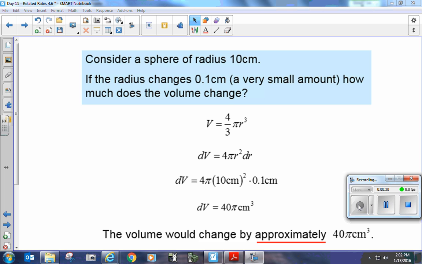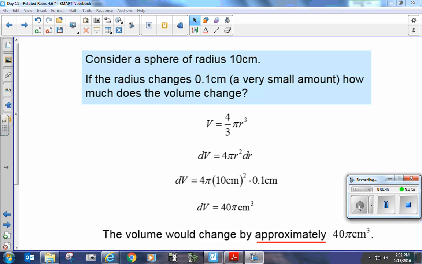Because r changes at a rate. And then we plug in our 10 centimeters for our radius, and our 0.01, because that is the change in radius, dr, that represents a change. And we come up with 40 pi centimeters cubed.